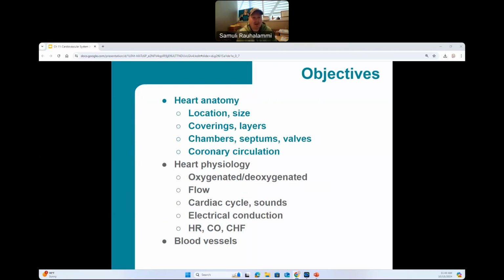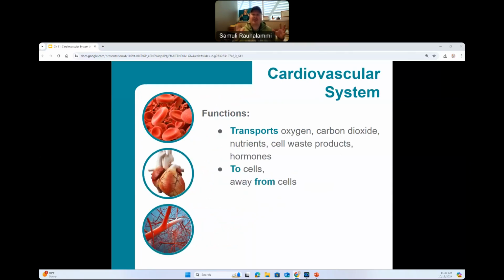But what I really wanted to do to start this session was to put everything together in a bigger picture. So when we think of the function of the cardiovascular system at large, it really is a transportation system. So we're transporting oxygen, we're transporting nutrients, and we're also transporting waste products and hormones. So this transportation is not just to the tissues, but away from the tissues as well. So a bunch of things there to consider.